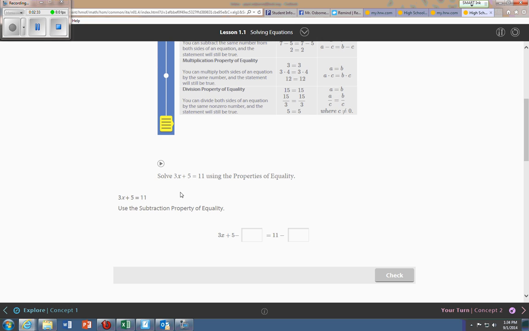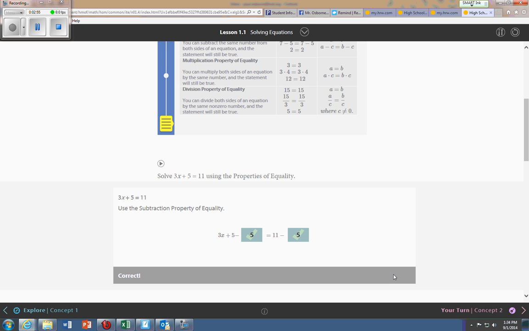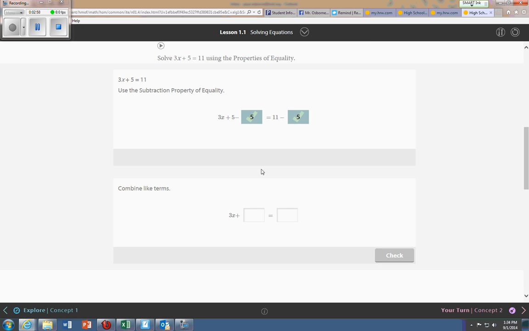So it says solve 3x plus 5 equals 11 using the properties of equality. I'm first going to get rid of the plus 5. I want you to always think of what number is by itself the most. 3 is right next to the x, but the plus 5 is kind of separated from it. So I'm going to get rid of the plus 5 by subtracting 5. But if I subtract 5 on one side of the equation, I also have to subtract 5 on the other side of the equation. So once I subtract 5 from both sides, these right here go away. I'm left with 3x plus 0, because 5 minus 5 is 0, and 11 minus 5 is 6.